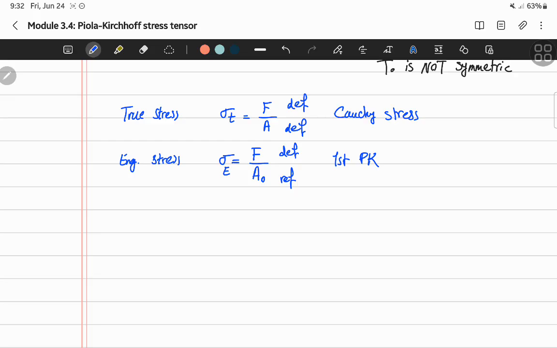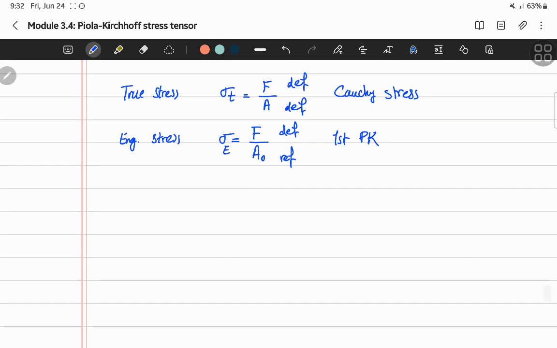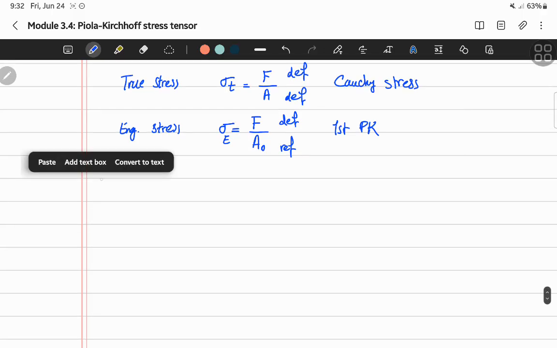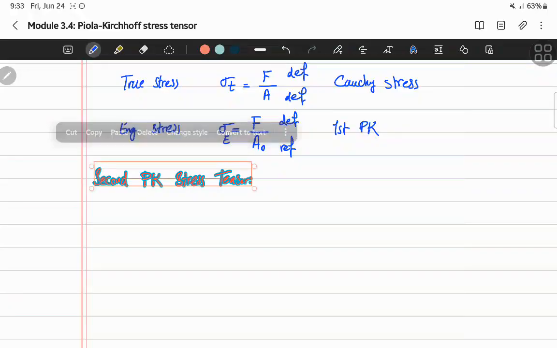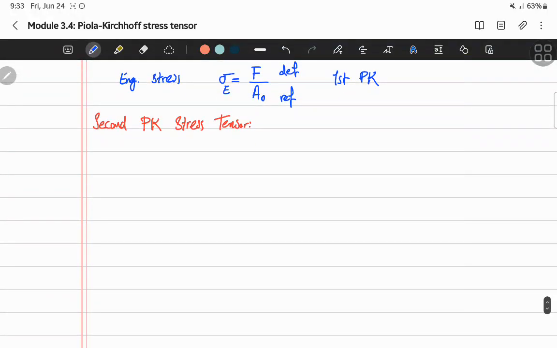I wanted to mention this so you can also get a feeling about what you did during that course. So basically we were calculating the first Piola-Kirchhoff stress tensor. So let's just copy paste this in here. So now let's get to the second Piola-Kirchhoff stress tensor.